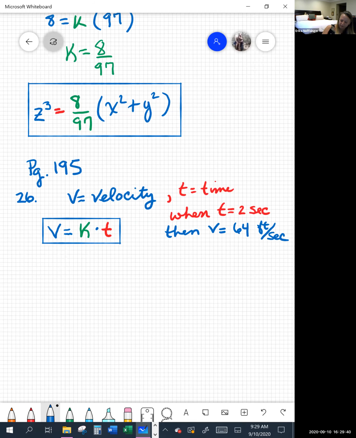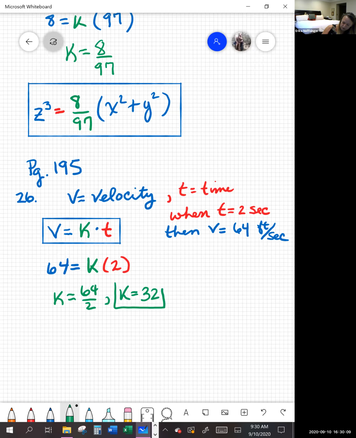So go in and plug in what v is, in our case 64. This is equal to k, which we're trying to solve for, and the time when it was 64 feet per second was 2 seconds, so times 2. So if we divide both sides by 2, we can get k by itself. So k is equal to 64 over 2, but that reduces. So k is equal to 32. So we now have our equation. So v is equal to k, which will always be 32 in this case, times t.